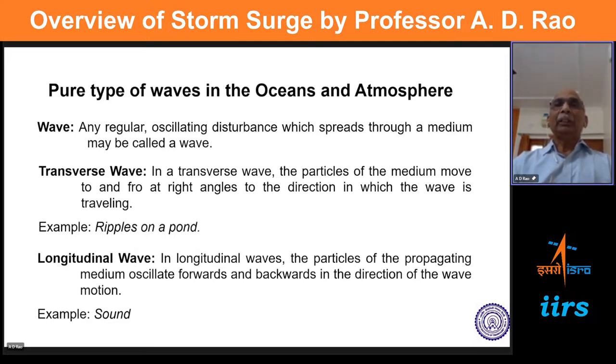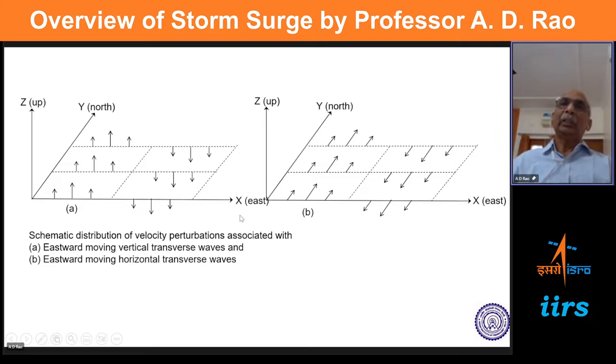Again, in transverse waves there are two kinds, because it's at right angles to the direction of wave travel. You can see from the next slide: these are vertical transverse waves, and these are horizontally transverse waves. Both are transverse waves, and both move at right angles to the direction of propagation of the wave.